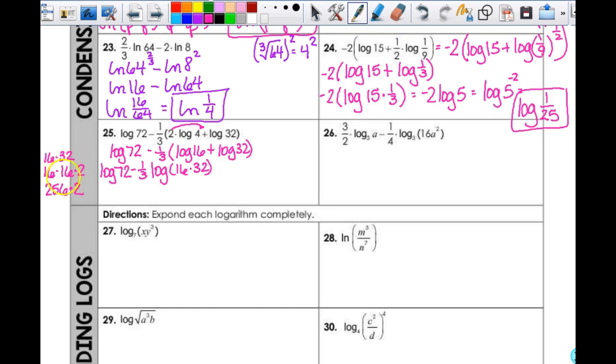There are certain things you have to know to help you figure things out like that. So this gives me log of 72 minus 1/3 times the log of 512. Well, what does that 1/3 become? Exponent. So the log of 72 minus the log of 512 to the 1/3 power. So how else can I write that? That's a cube root. So I want the cube root of 512.